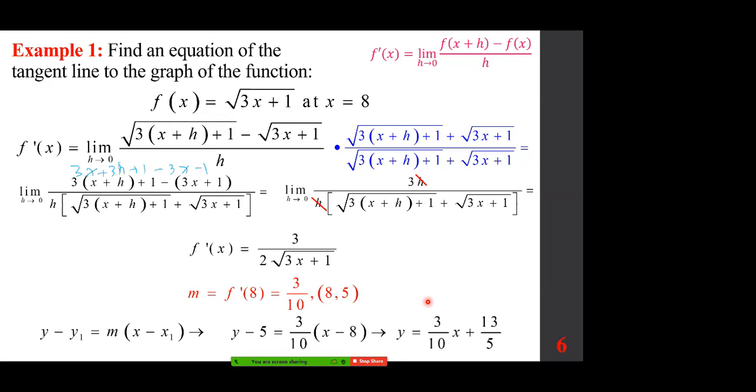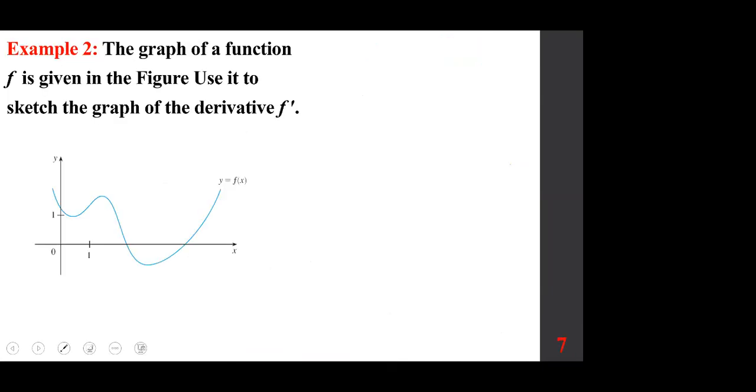So what happens next? We are looking at the graph of a function, and we want to use it to come up with the graph of its derivative. A rough sketch will do the job. So how do we do that? We use the easy parts first. So what are the easy parts?